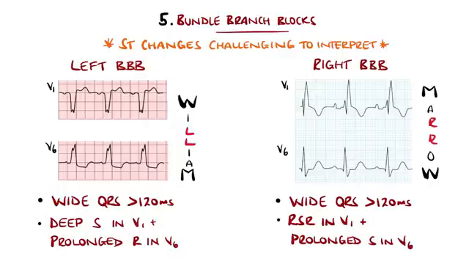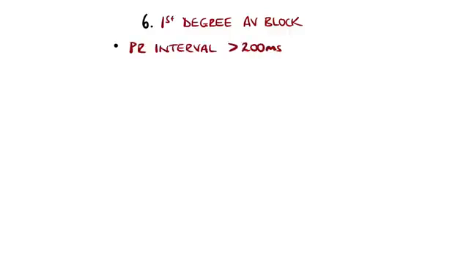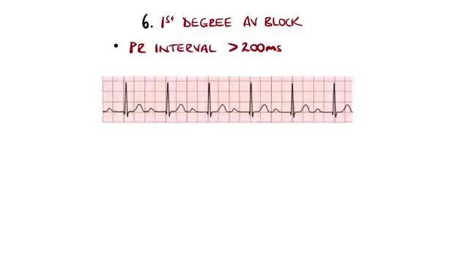Now let's take a look at the atrioventricular or AV blocks. First degree AV block is due to slowed conduction through the AV node, shown by a prolongation of the PR interval beyond 200 milliseconds. In general, this is a fairly benign finding, but can in some instances progress to higher degree blocks.